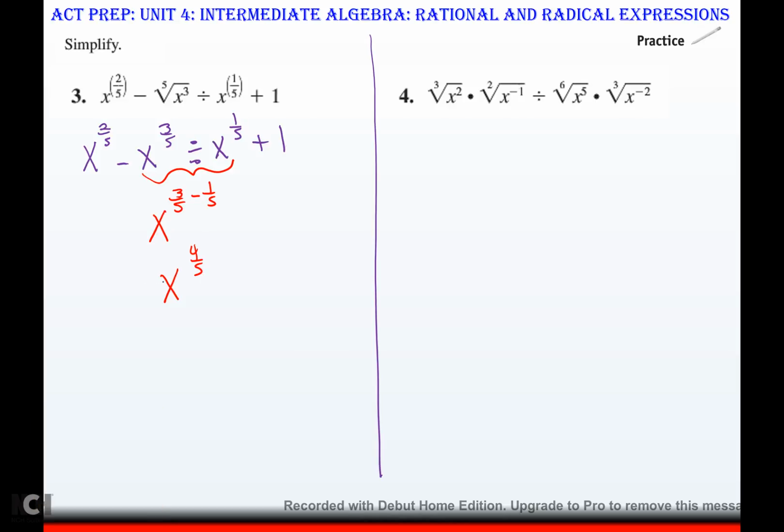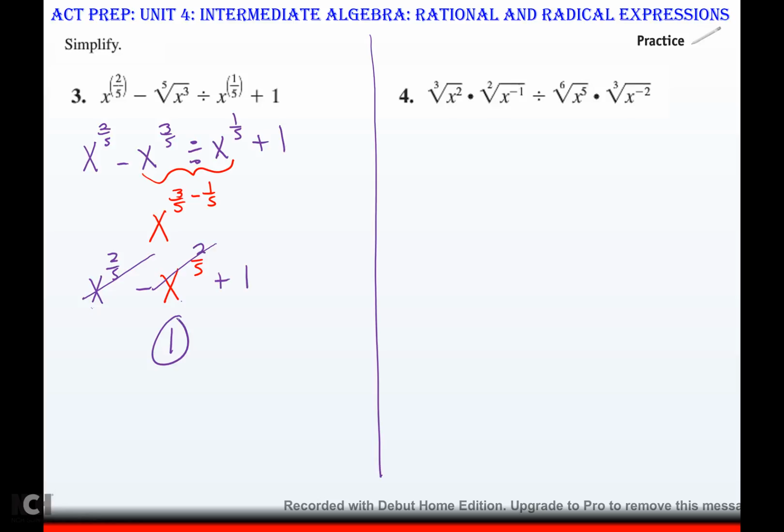So I have, what's a negative? X to the 2/5 here plus 1. Okay? Oh, what am I saying? 3 minus 1 is 2. Well, x to the 2/5 take away x to the 2/5 cancels out, and my answer is 1.